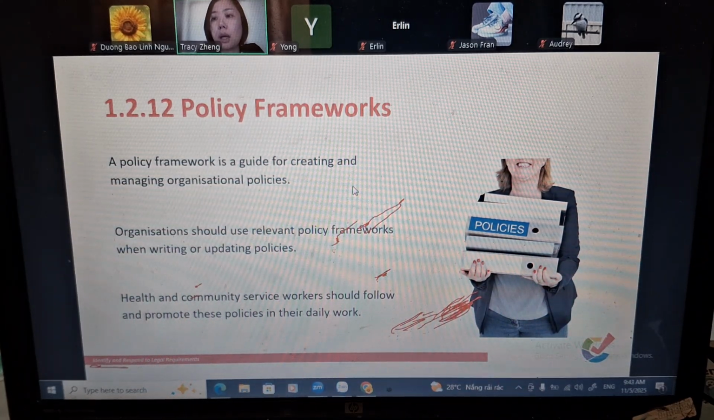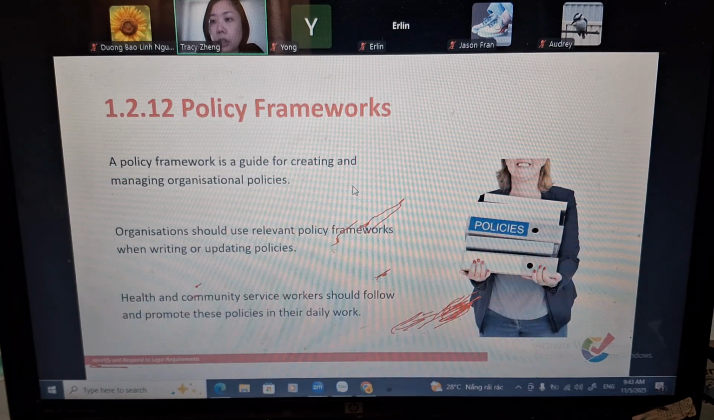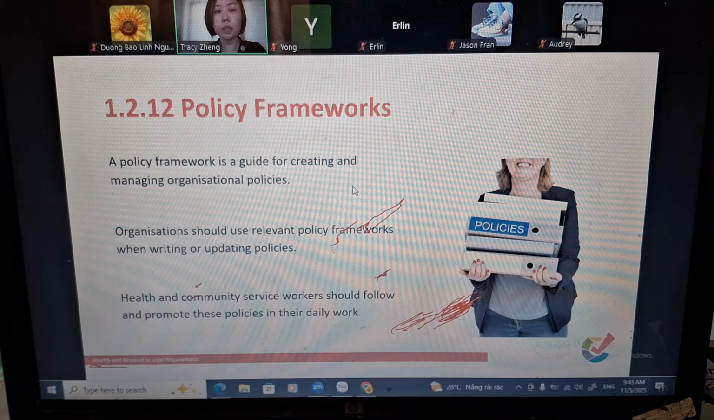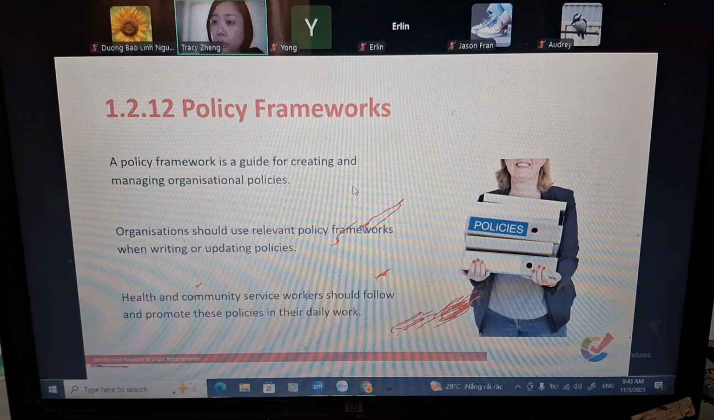If your organization is not providing you some training and providing you detail on how to access those policy and procedure, that will be another problem. Okay, so every organization must have their policy framework in place. And also they are responsible for updating those policy and procedure and reviewing the policy as well.